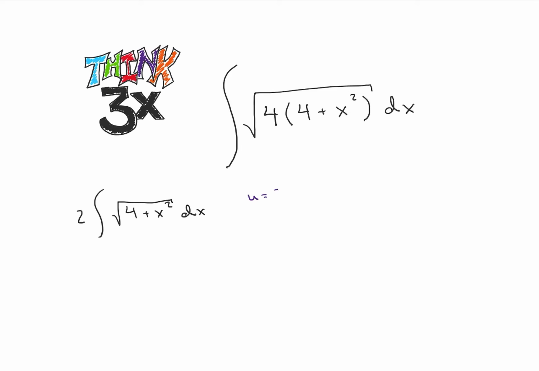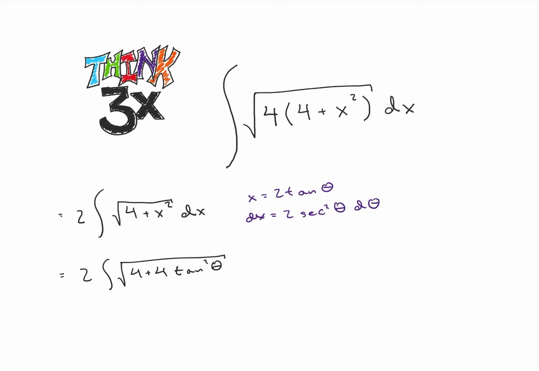x equals 2 tangent of theta, and dx is equal to 2 secant squared of theta d theta. And let's go ahead and do that substitution. When we do that, we're going to get 2 times the integral of the square root of 4 plus 4 tangent squared of theta times 2 secant squared of theta d theta.